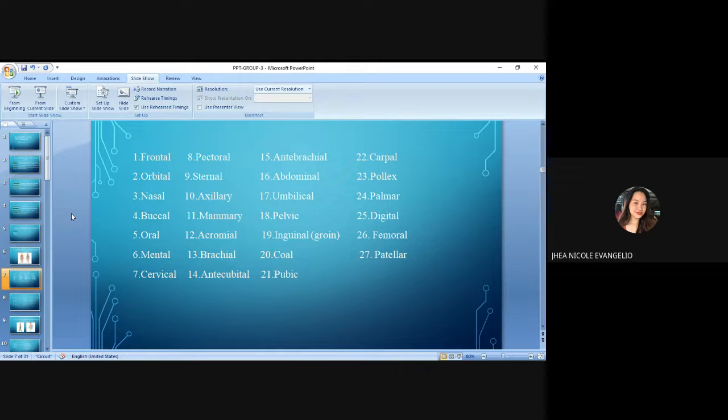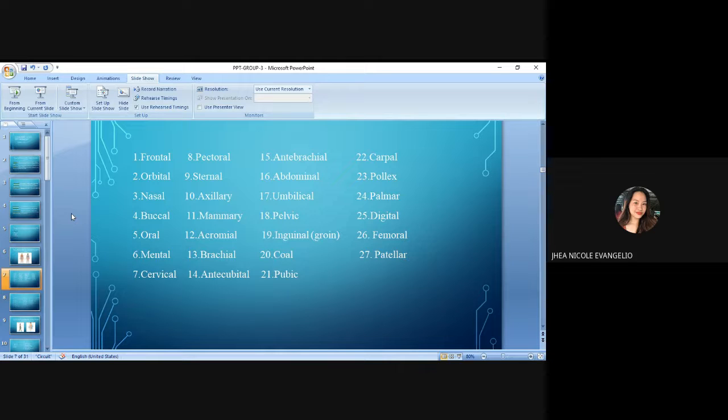12, acromial, located at the shoulder. 13, brachial, located at the arm. 14, antecubital, located at the anterior elbow. 15, antebrachial, located at the forearm. 16, abdominal or abdomen. 17, umbilical. 18, pelvic or pelvis.